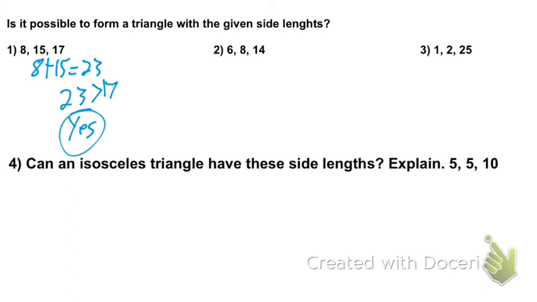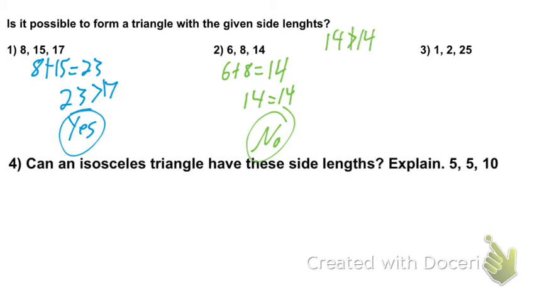6, 8, and 14. Can we make a triangle with these side lengths? No. Why not? Because the sum is not greater. 6 plus 8 is equal to 14, and last I checked, 14 is equal to 14, not greater than it, so no. You can put 14 is equal to 14. For your explanation, you can put 14 is not greater than 14.